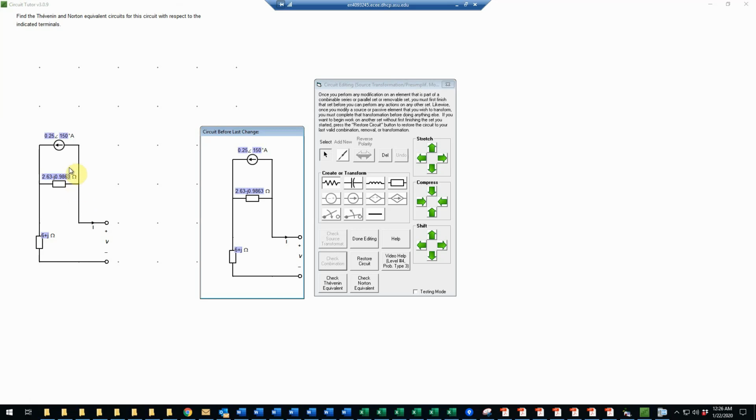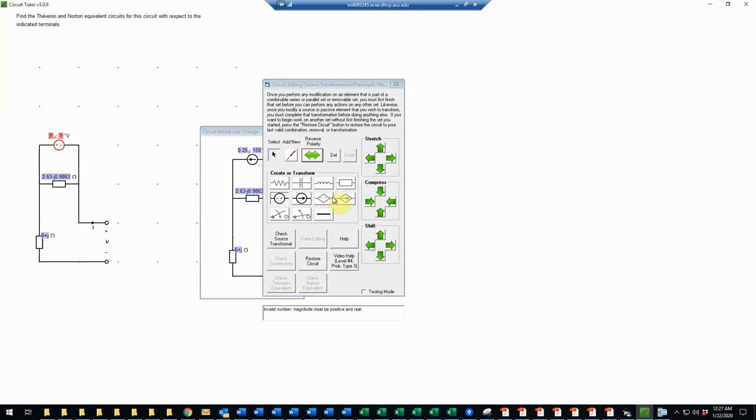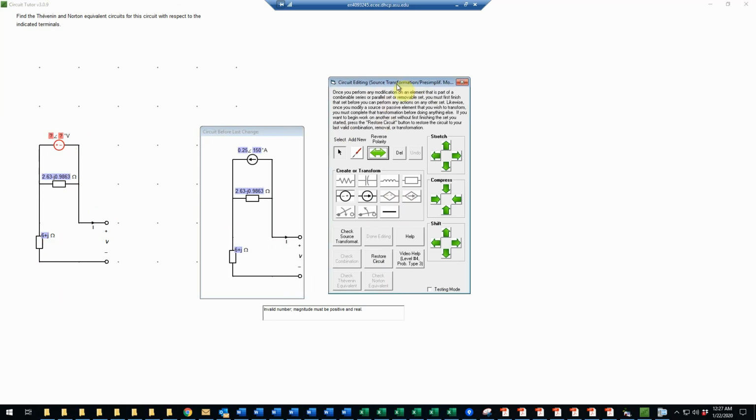And now you see I still don't have a Thevenin or Norton because I have 1, 2, 3 elements, and I'm only allowed to have 2 elements in such a circuit. So I need to do one more source transformation. So I'm going to change this into a voltage source now. And notice that the polarity actually happened to come out correct here because the head of the arrow where it used to be now corresponds to the plus sign. So that's good. And then I need to also move this in series.